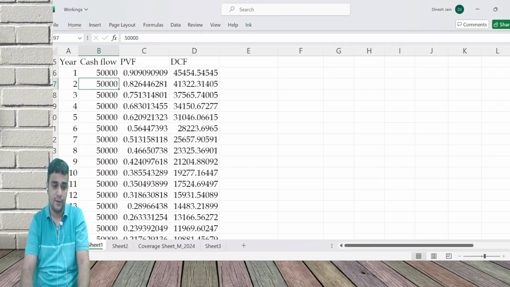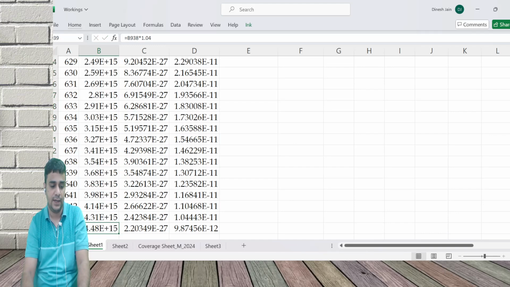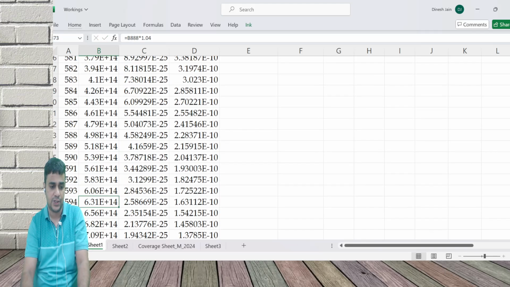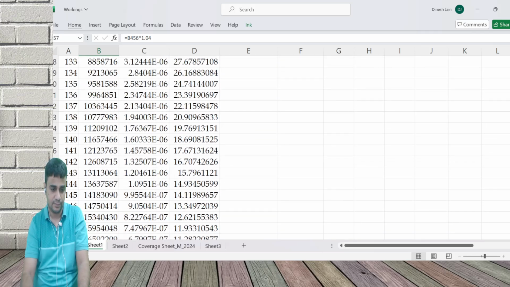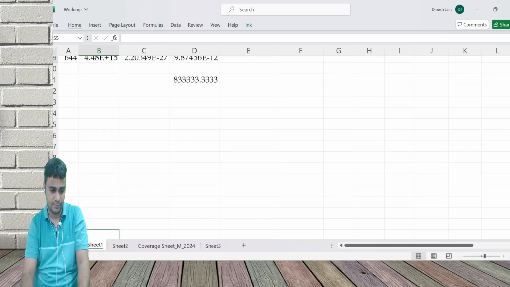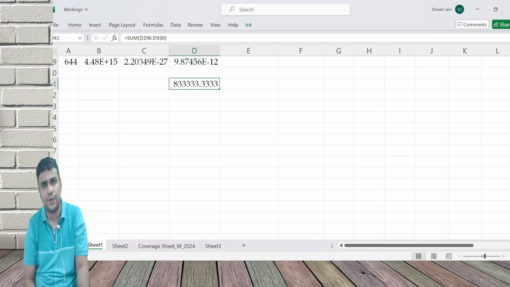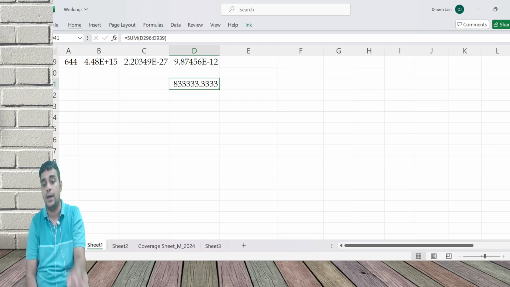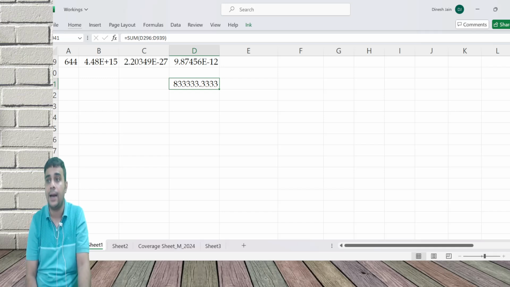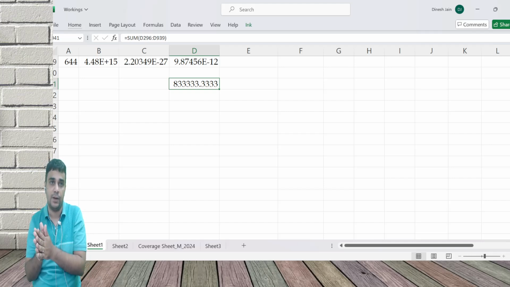8,33,333. So listen here, 50,000 next year into 1.04, 52,000. I keep increasing this, and at some stage the total is 8,33,333. In Excel, I can do the calculation for any number of years. So when I do this calculation, I ultimately get a value of 8,33,333. The logic is very simple.